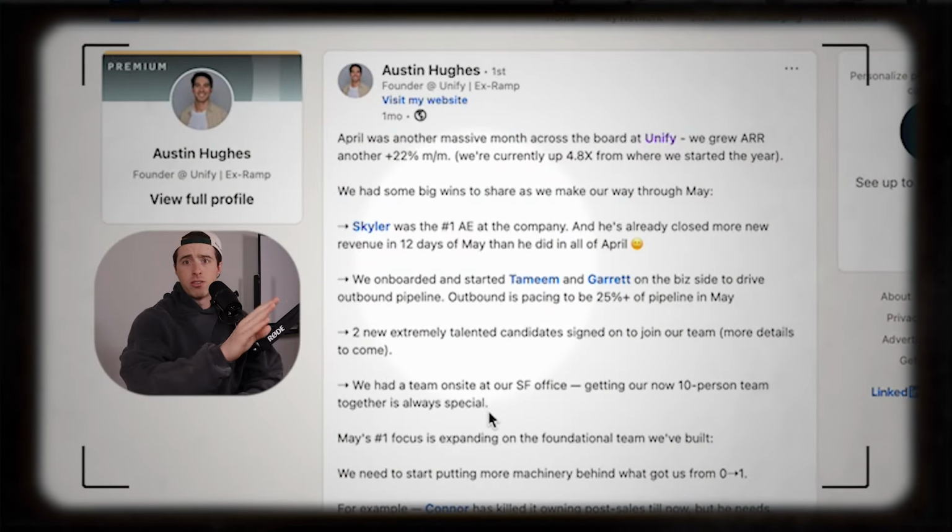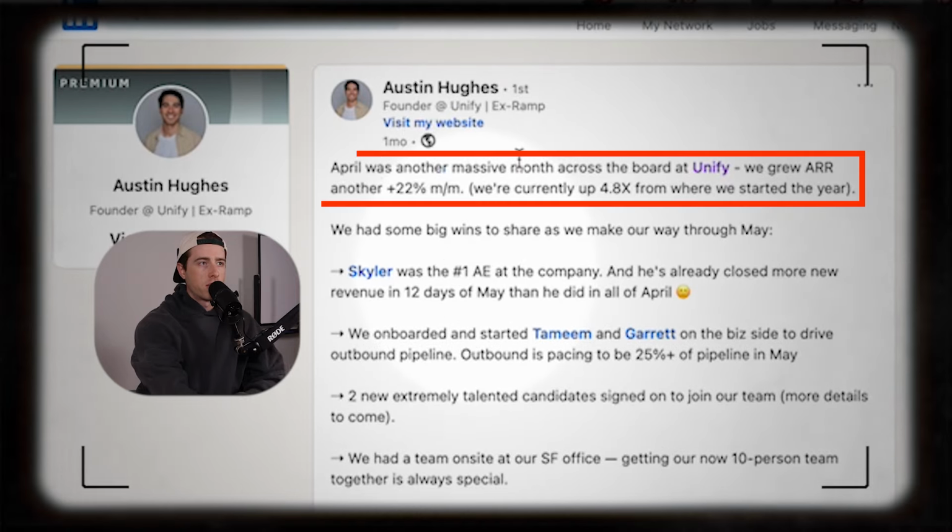Now, looking at an example here, this is a quintessential company update style post from Austin Hughes. He's founder or co-founder and CEO at Unify. And this pretty much follows the playbook step by step. So looking at the hook here: April was another massive month across the board at Unify. So again, positioning it as a milestone. We grew ARR another 22% month over month. We're currently up 4.8x from where we started the year. Again, using a growth metric to establish credibility and create curiosity.